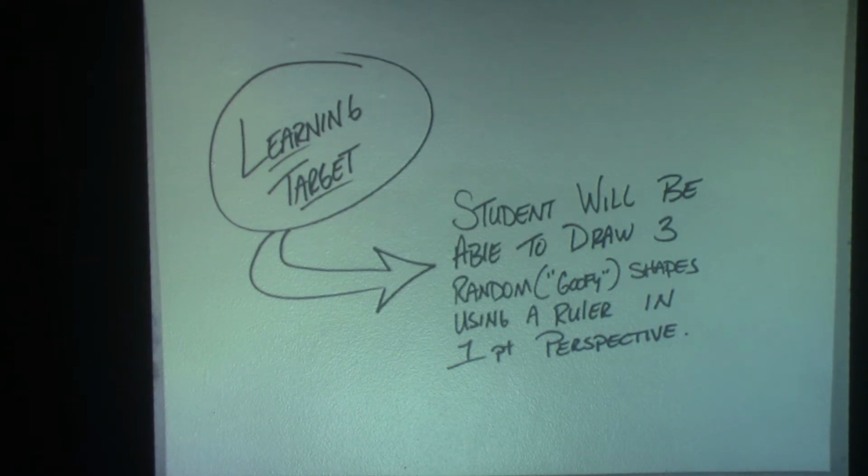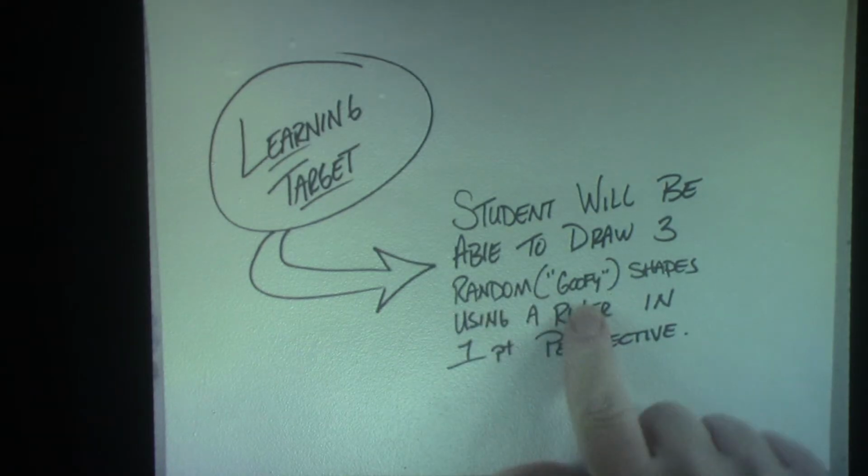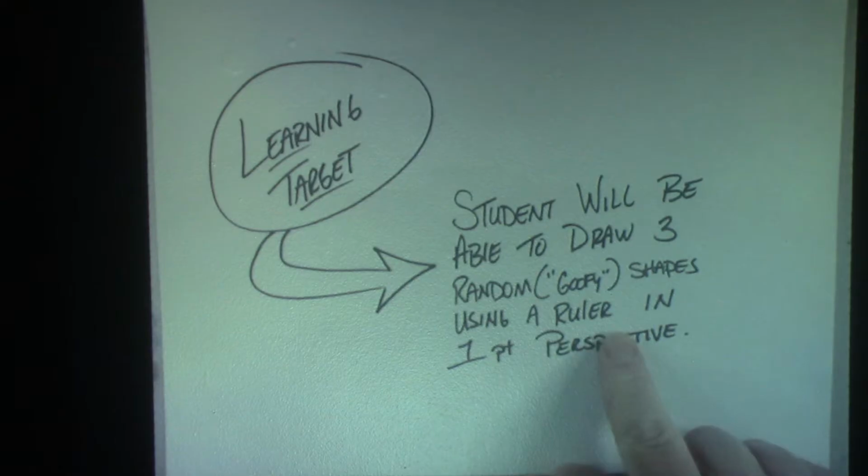Okay, so here we go. If you look at our learning target for the day, it says students will be able to draw 3 random, and in parentheses I put here goofy, shapes using a ruler in 1-point perspective. So what's that going to look like? Well, let's show you.